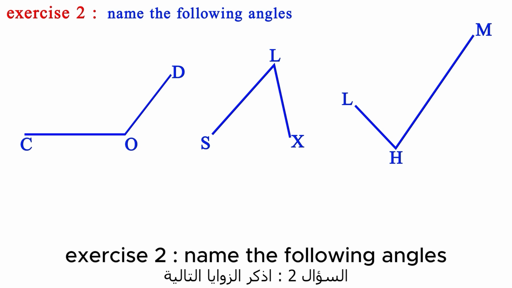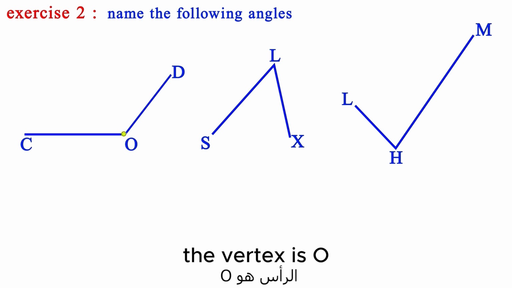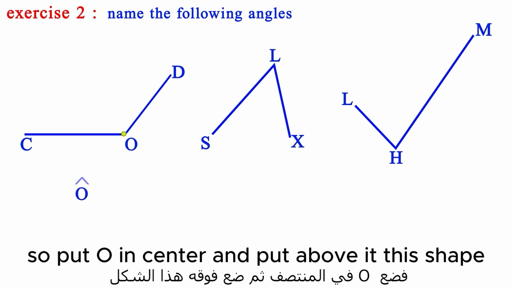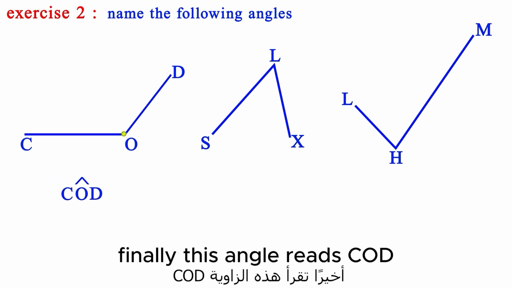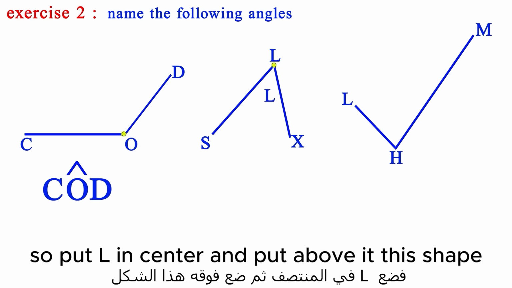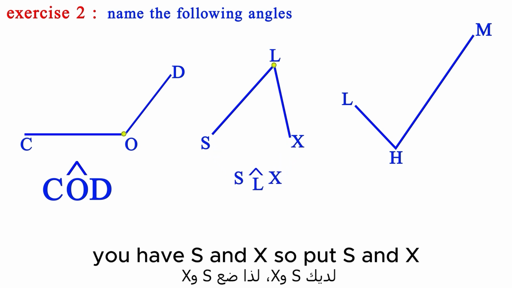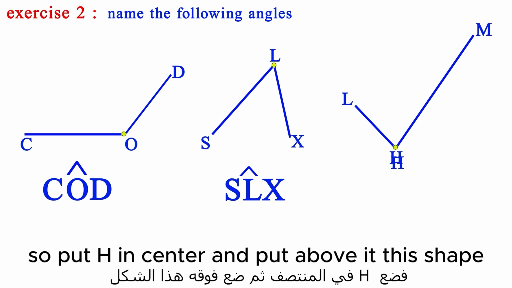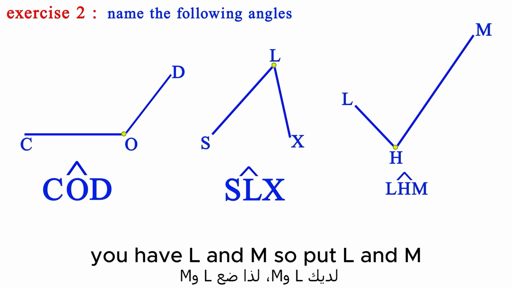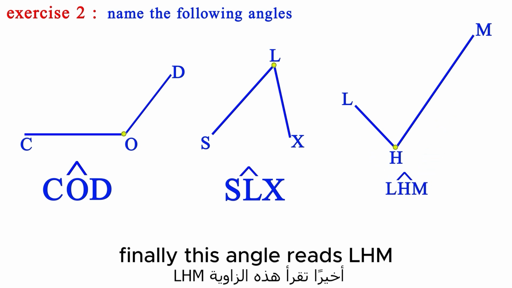Exercise 2. Name the following angles. The vertex is O, so put O in the center and put above it this shape. You have C and D, so put C and D. Finally, this angle reads COD. The vertex is L, so put L in the center and put above it this shape. You have S and X, so put S and X. Finally, this angle reads SLX. The vertex is H, so put H in the center and put above it this shape. You have L and M, so put L and M. Finally, this angle reads LHM.